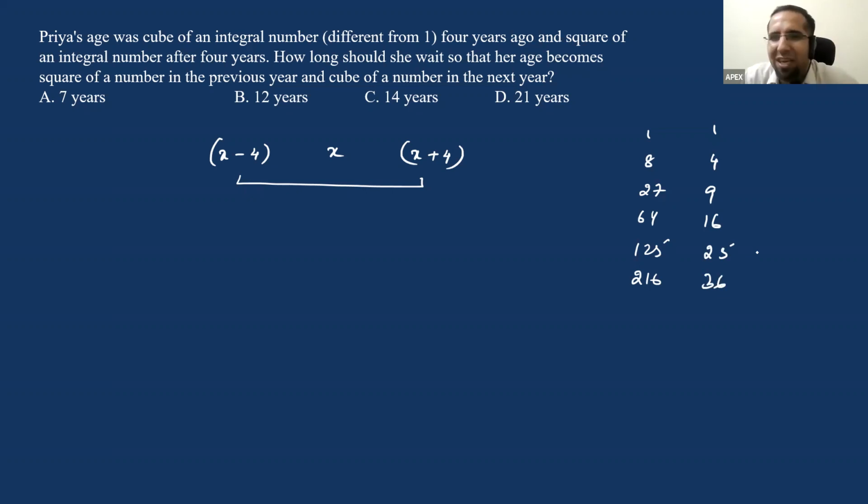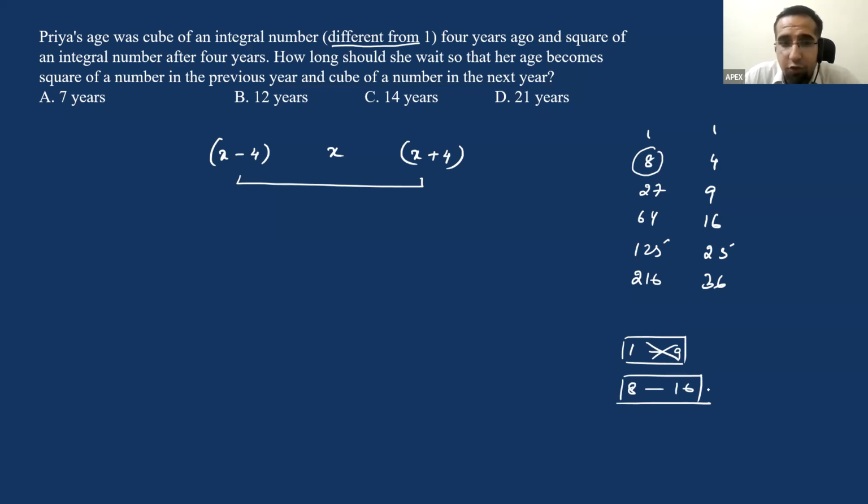Now let's see. The gap between two should be 8. So what should I pick here? Can I say I can pick 8? So 1 and 9 is a gap. Clear? But the question clearly says different from 1. So 1 is not considered. Now the gap between two numbers being 8 can be 8 and 16. Clear? So that is the only pair that we have. So cube is 8, current age is 12, and futuristic age is going to be 16 ideally. So she is currently 12 years old.